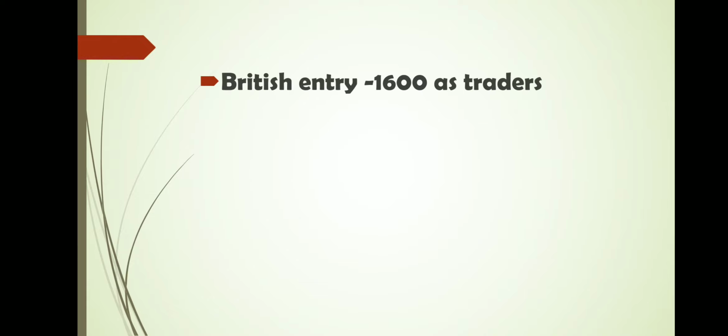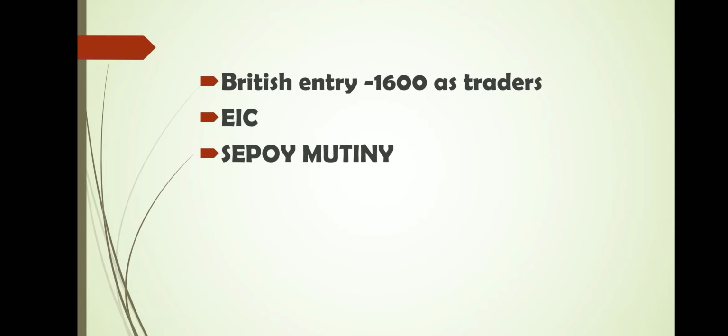British entry was in 1600 as traders in the form of the East India Company. The British came to India in 1600 as traders in the form of the East India Company, which had the exclusive rights of trading in India under a charter granted by Queen Elizabeth I. In short form it is known as EIC, East India Company.